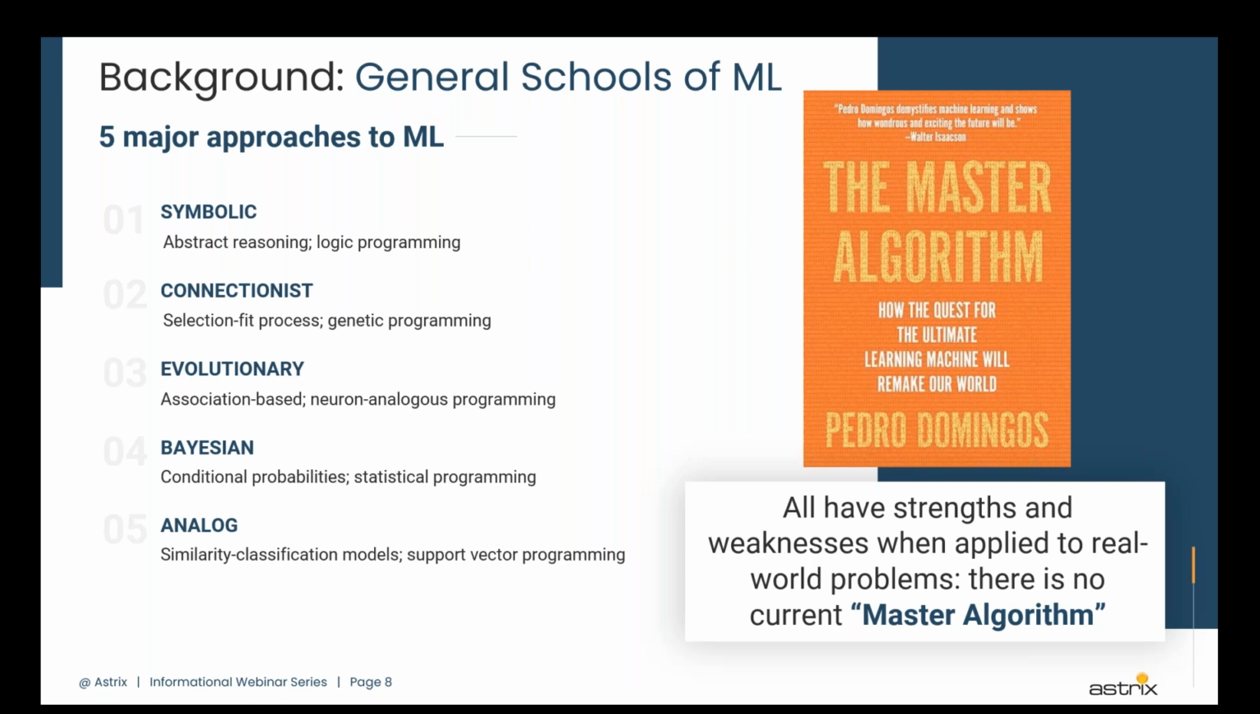And then there's also a newer class here called analogizers, and this is classification models, support vector programming. This is the tensor stuff from Google, et cetera. And interestingly enough, there's a few recommendations and pointers to some external references. There's a really good book called The Master Algorithm out there. It's been out for quite a while, actually, which discusses these 5 schools of machine learning and the search for bridges between these classes.